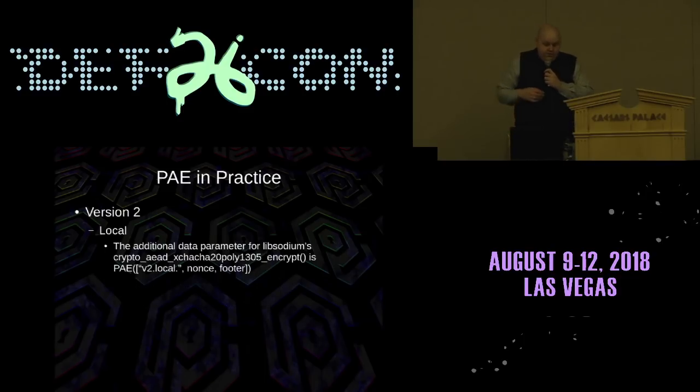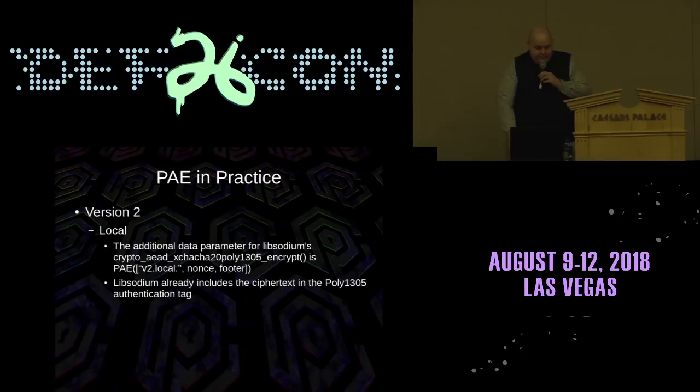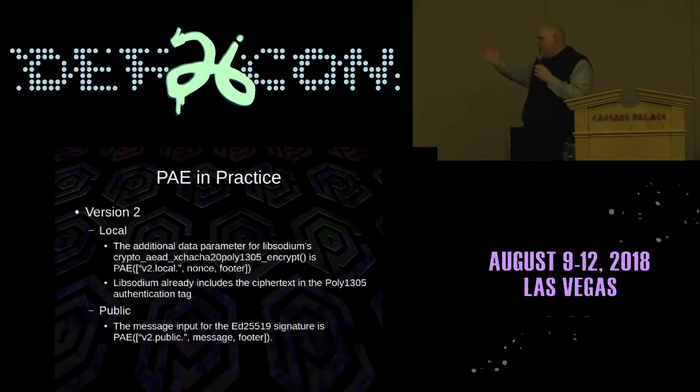For version 2, there's a subtle difference in how the crypto AEAD interface works. It already authenticates the ciphertext. You can specify your additional data. So it just packs together the header, the nonce, and the footer for version 2. And that's because libsodium and other implementations of the same protocol already authenticate the ciphertext. This is just the additional data. And then Ed25519 is exactly what we'd expect if you looked at the RSA slide previously.